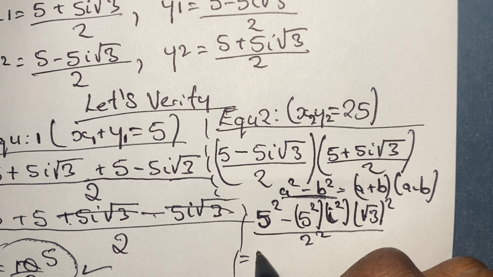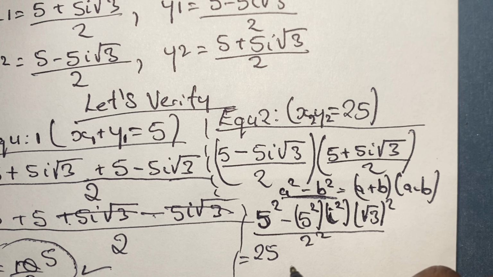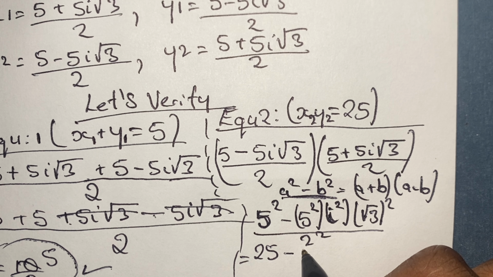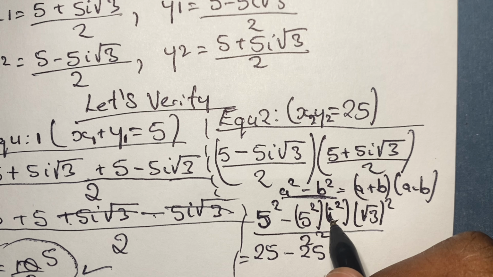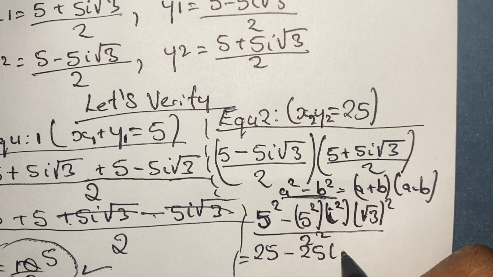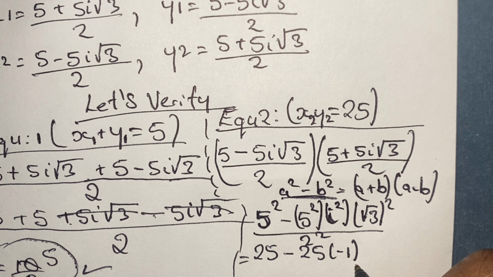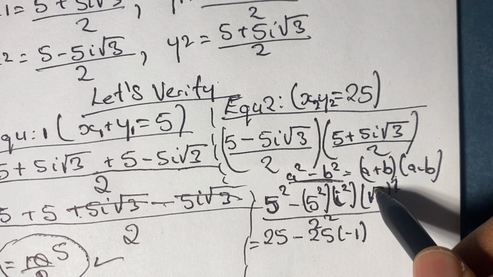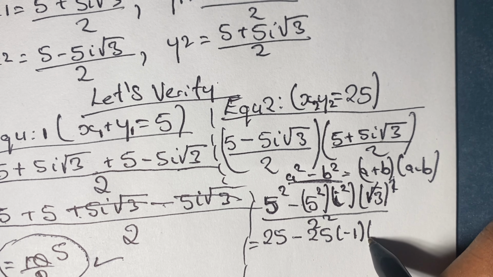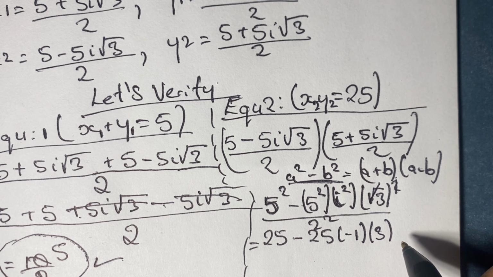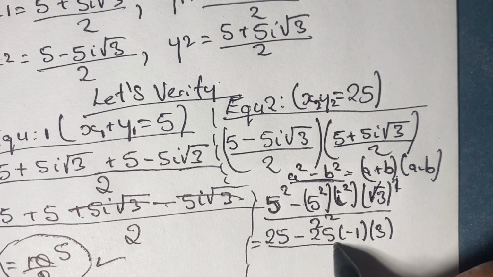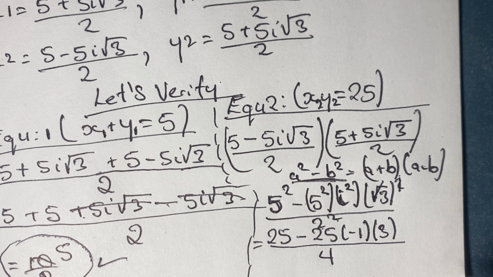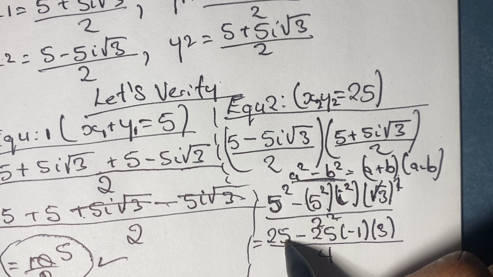We know that 5 squared is 25, so we'd have 25 minus 5 squared again, which is 25 again. And we know that i squared is going to give us negative 1, so we'd have 25 times negative 1. And where we have the square root of 3 being squared, the square will cancel out the square root sign, so we'd have that times 3 as well. So then that means we have 25 minus 25 times negative 1 times 3. And that is also over 4, as 2 squared is 4.